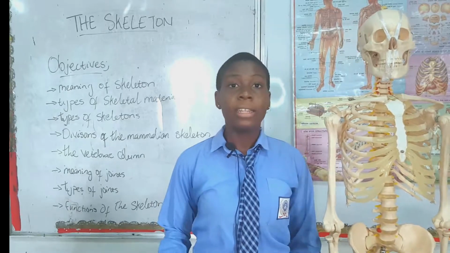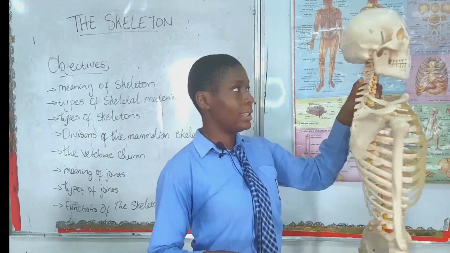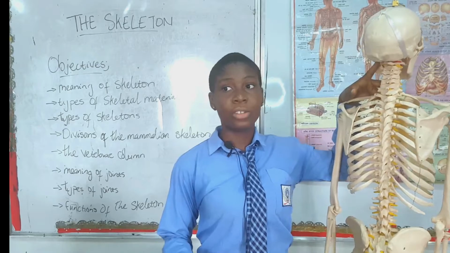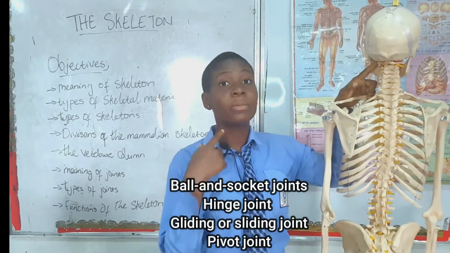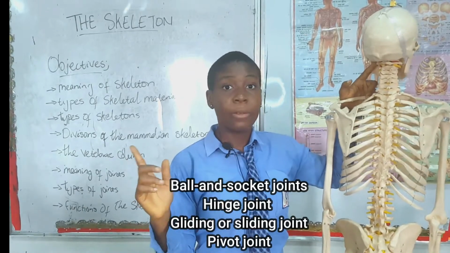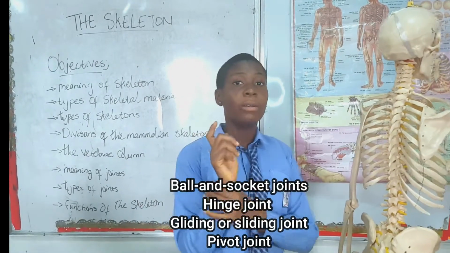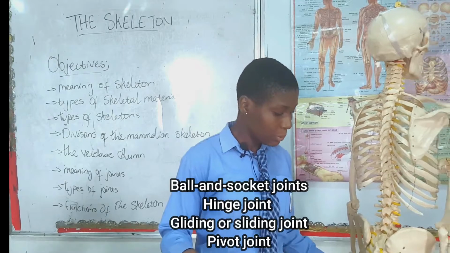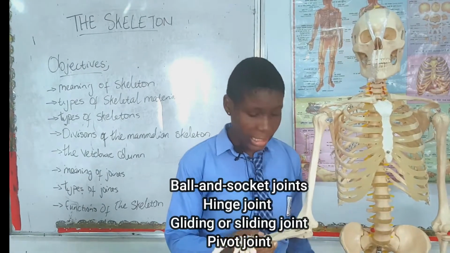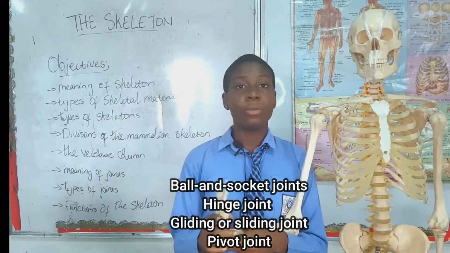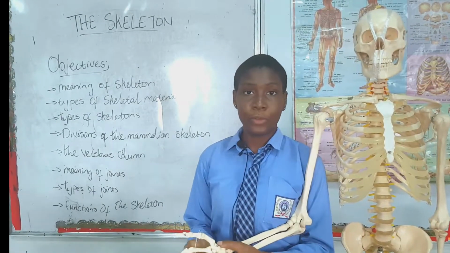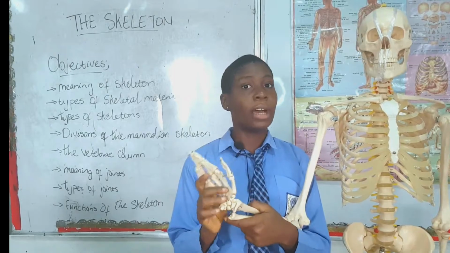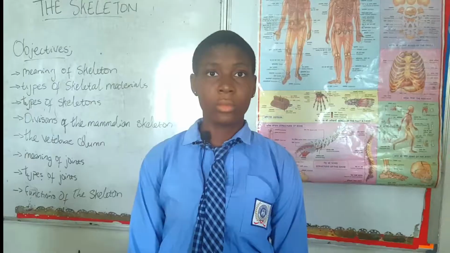Then we have the pivot joint, found at the back of the neck. This is where the skull attaches to the vertebral column. This brings about the nodding of the head. Then we have the gliding and sliding joint, found in the wrist as well as the ankle. That's why it brings about the motion of the arm and brings about the motion of the hand and the foot. That's why you're able to rotate your foot and wave your hands.